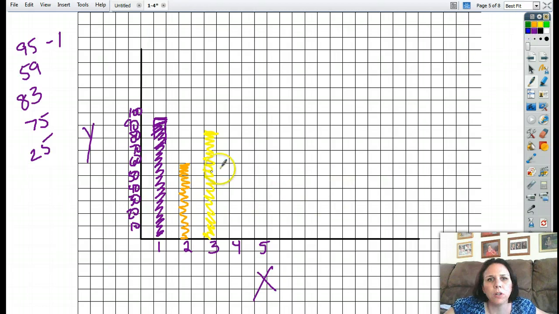Student number 4 got a 75, so right about there. And color that in. And the last one, student number 5, ooh, got a 25. That's not good. And we color that in. Okay, so what am I missing on this graph?